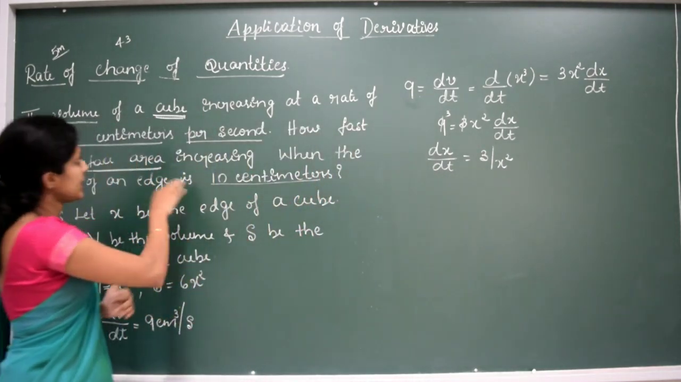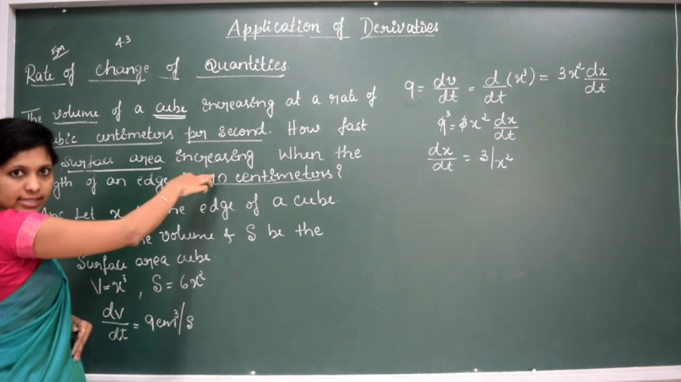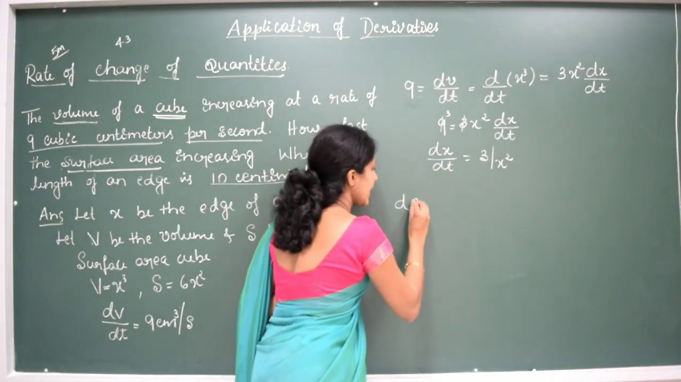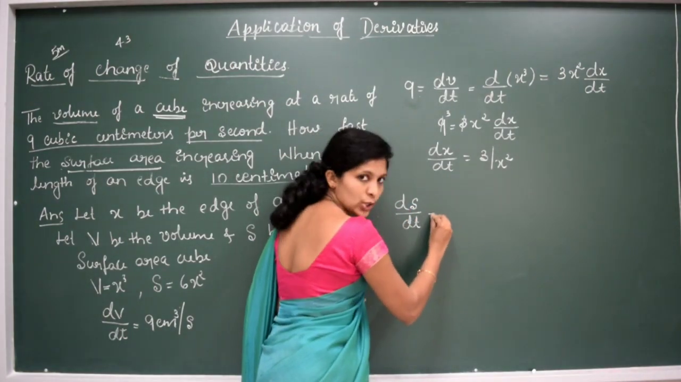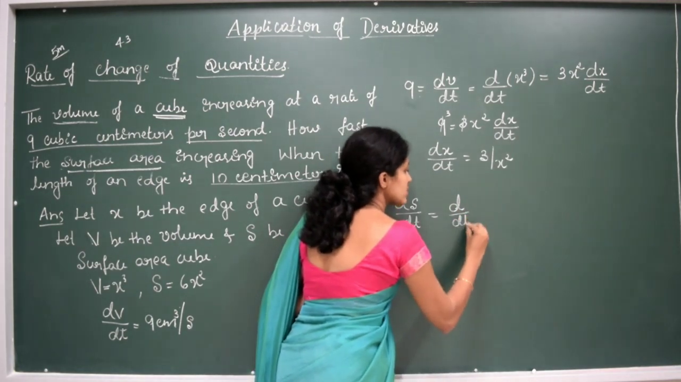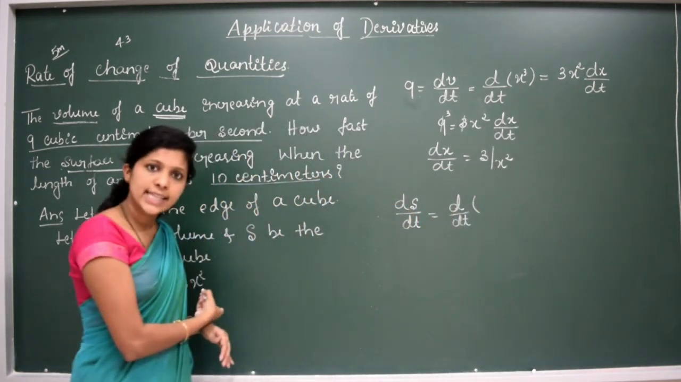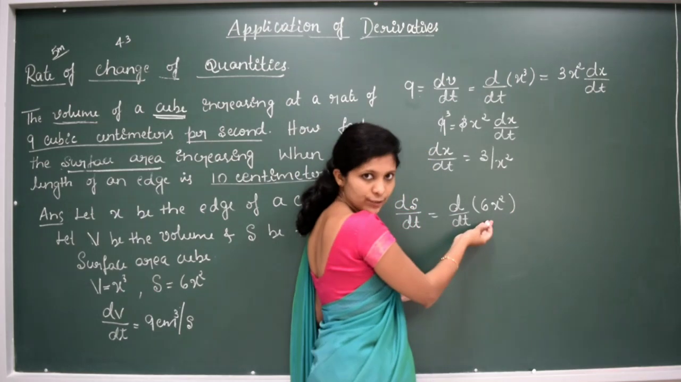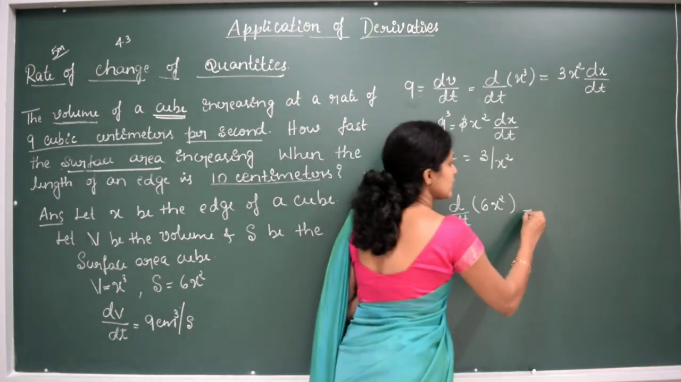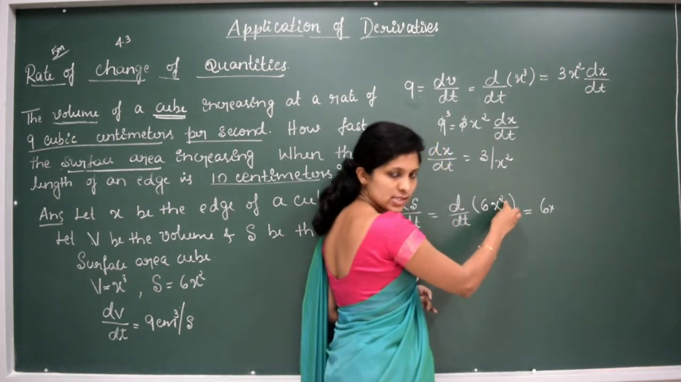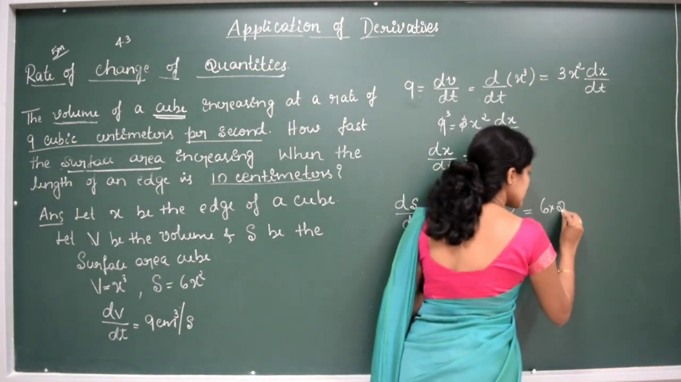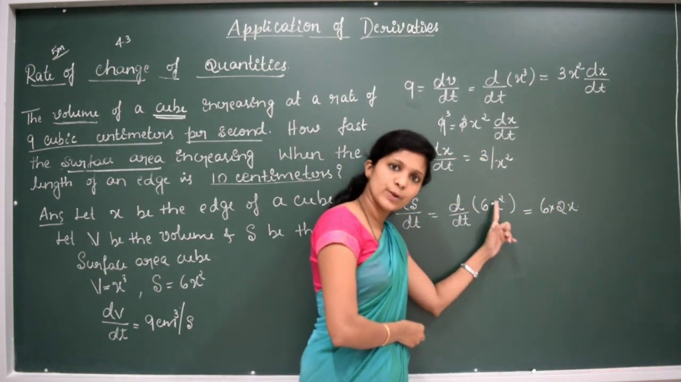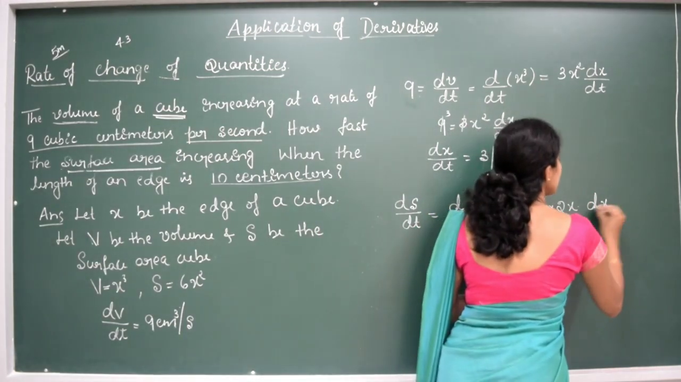Now we will see the surface area. How fast is the surface area increasing? So we need to find the surface area with respect to time. We will consider that dS by dt is equal to d by dt of S. The surface area is given by 6x square, so we will substitute that. Now you have to differentiate this with respect to t. So this will be 6 into the derivative of x square with respect to t, which will be 2x. Not only this much, now you have to differentiate x with respect to t, so the derivative of x with respect to t will be dx by dt.